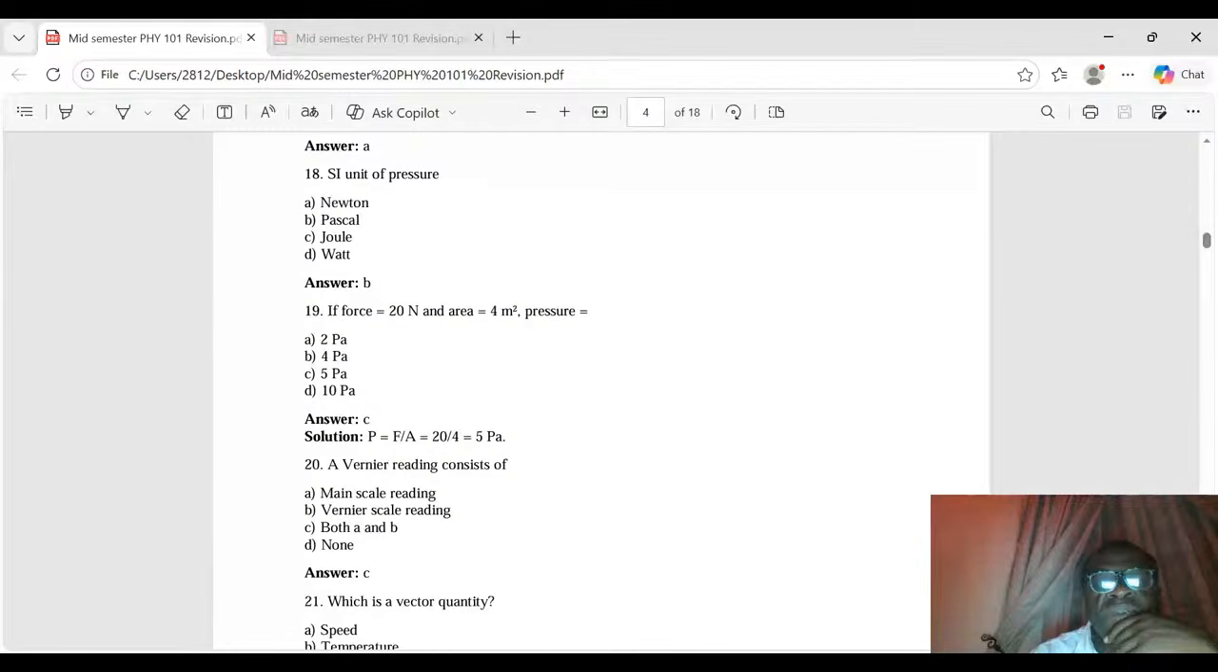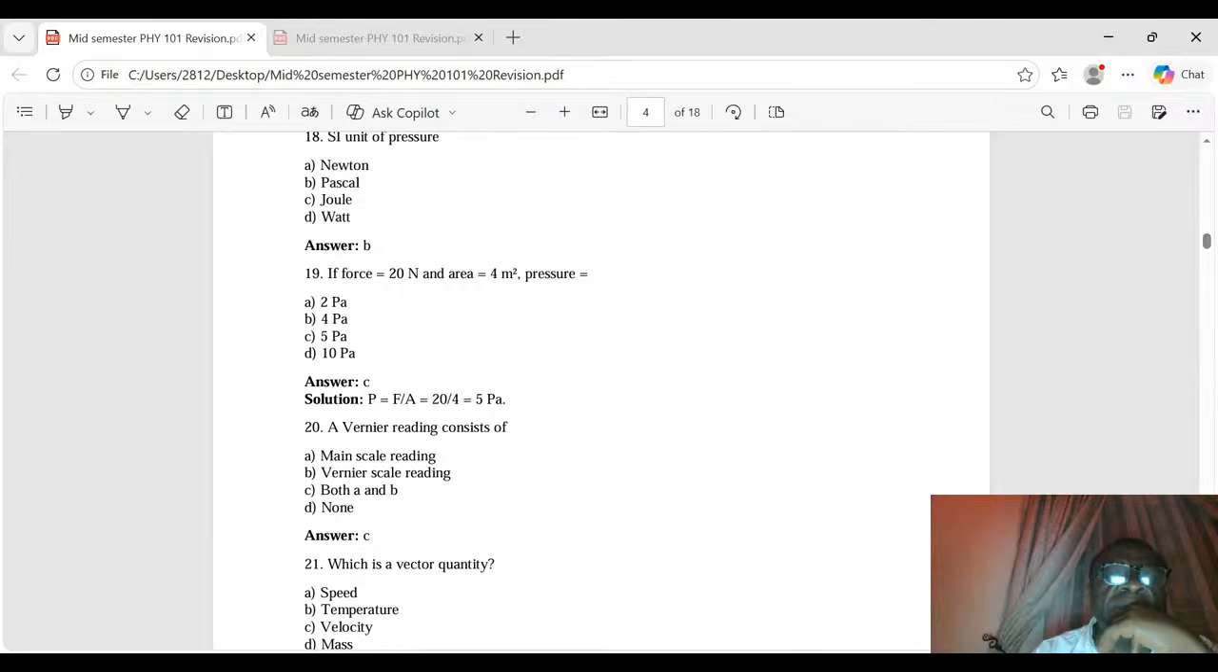Question 19. If force is equal to 20 Newton and area is equal to 4 meters square, pressure will be what? Pressure is force per unit area. So if you divide 20 by 4, it will give us 5 Pascal. And the correct answer is C.